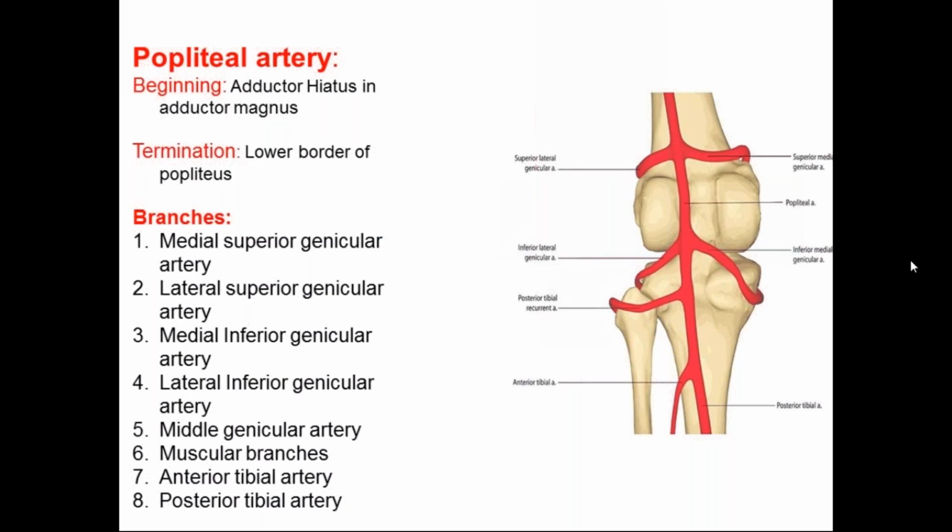The medial and the lateral superior genicular arteries wind around the corresponding side of the femur immediately above the corresponding condyle, and they pass deep to the hamstrings. The medial and lateral inferior genicular arteries wind around the corresponding tibial condyle, and they pass deep to the collateral ligament of the knee. Now, these genicular arteries reach the front of the knee joint, and they take part in the formation of anastomosis around the knee joint.